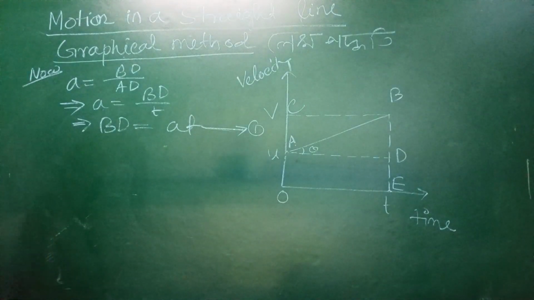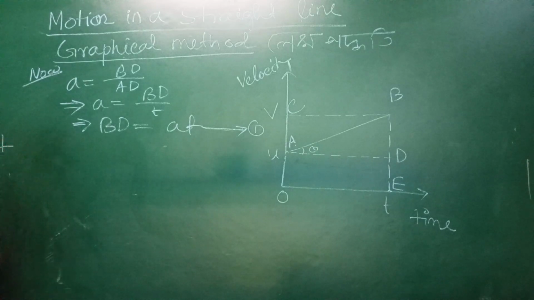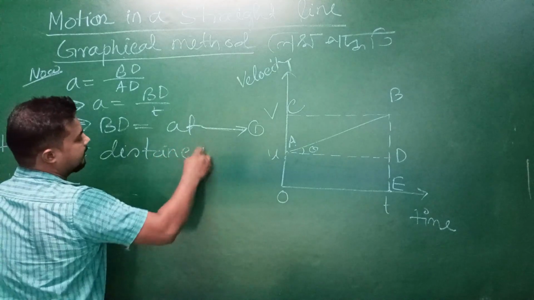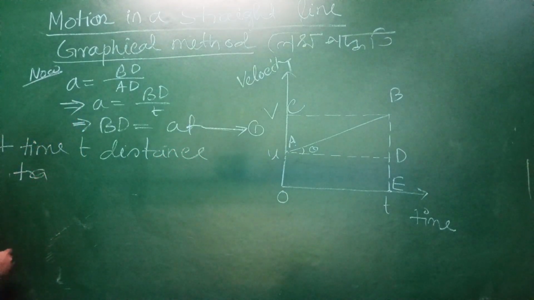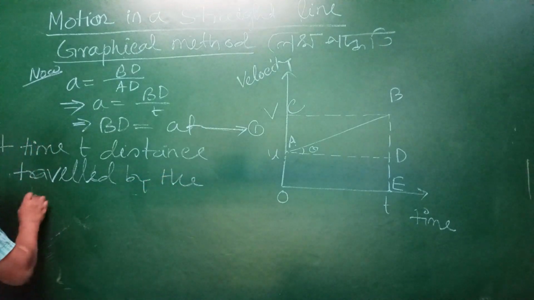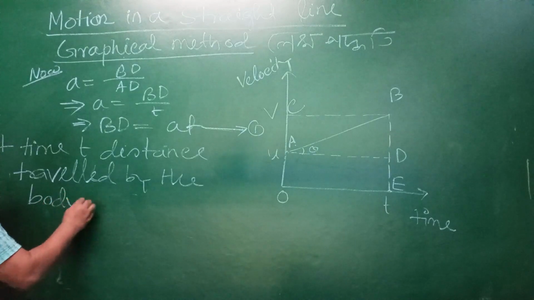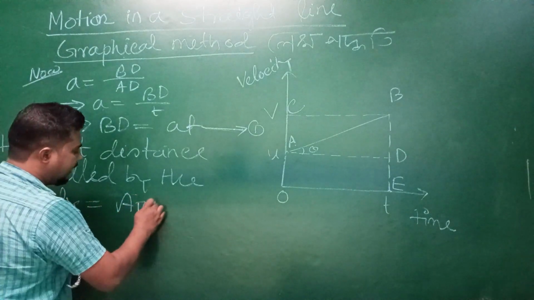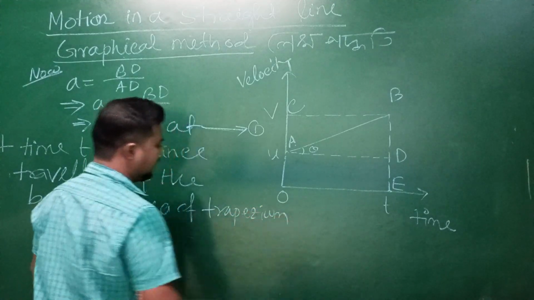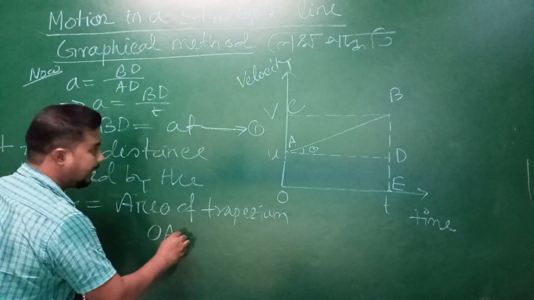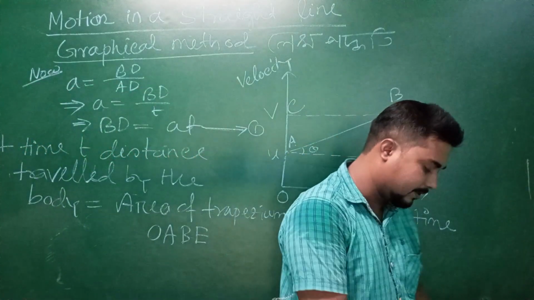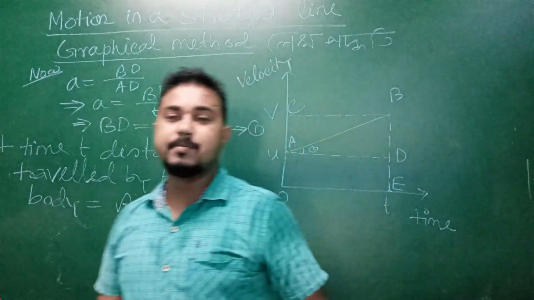Now we will find out the distance travelled at time t. The distance travelled by the body at time t is equal to the area of the trapezium OABE, which we get here.